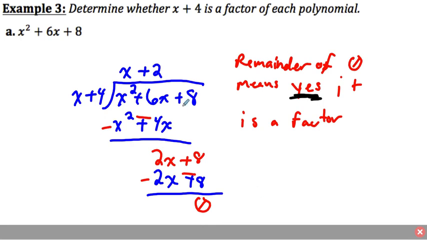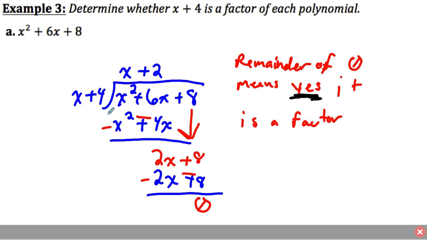All right, so here's the work for it. X times x gives you x squared. Multiply it through. X times x is x squared. X times 4 is 4x. Draw your line, flip your signs. Negative, negative, so these cancel. 6x minus 4x is 2x. And again, I brought down my 8.